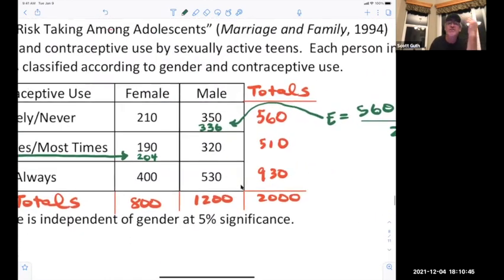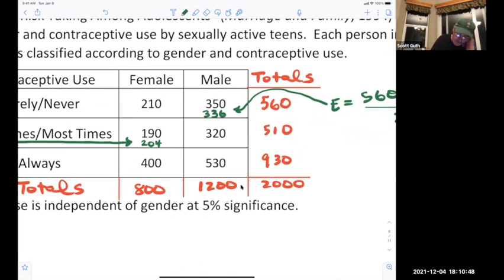The rest of the expected frequencies are 224 for this first one. And then in the second row, there's a 320 observed with an expected frequency of 306. Then in the last row, 400 observed, there were 372 expected if the variables are independent. And finally, 530 observed, 558 expected. Like that.